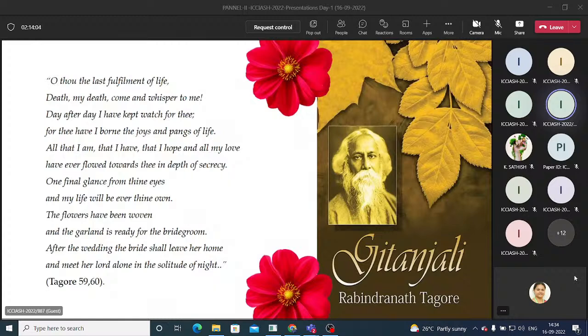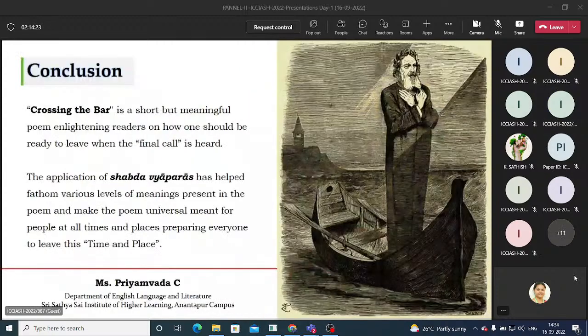When both poems are compared, the title suggests the reversal of subject. After analyzing Tagore's poem, we find that death becomes the subject who is crossing the bar to come and take the bride to meet his master. In the Bible, it is said that for now we see in a mirror dimly, but then face to face.